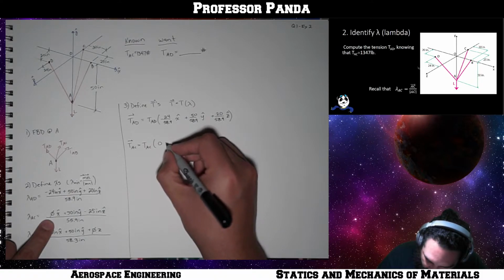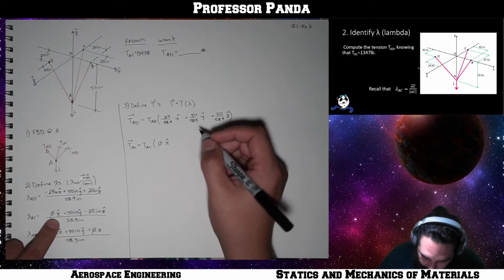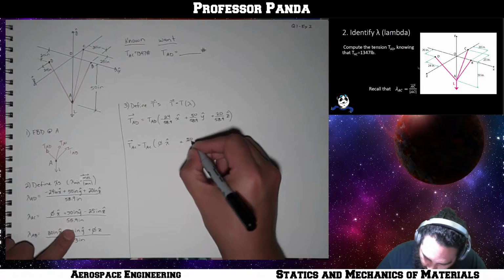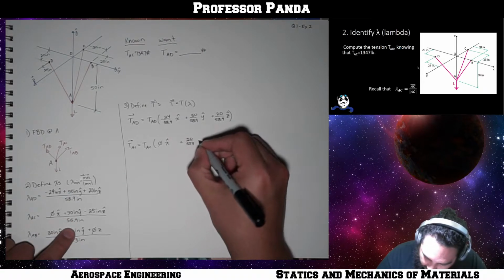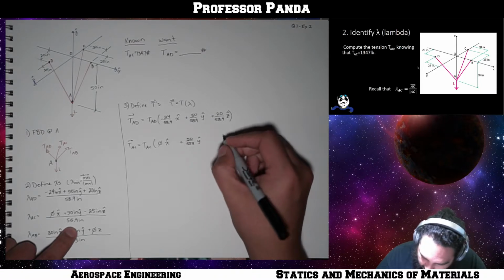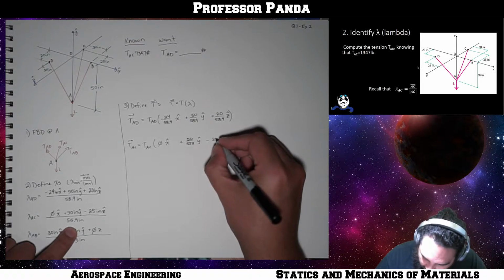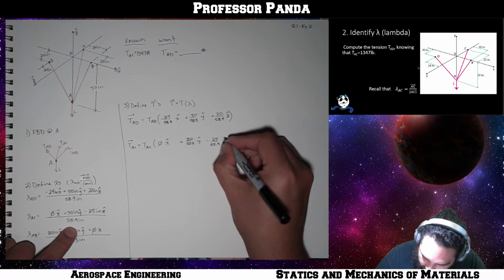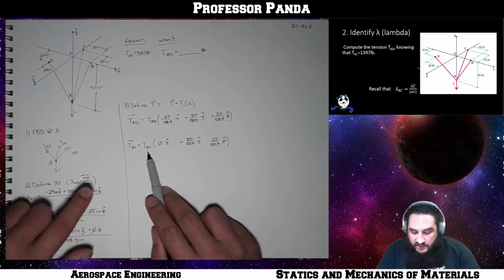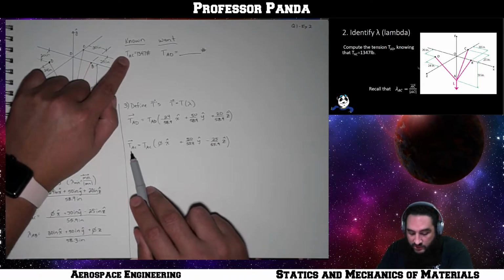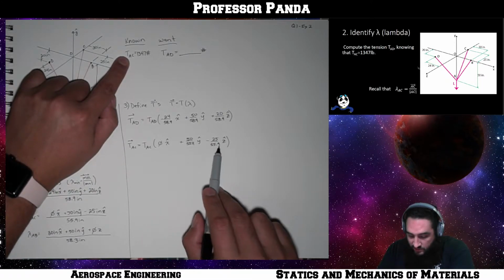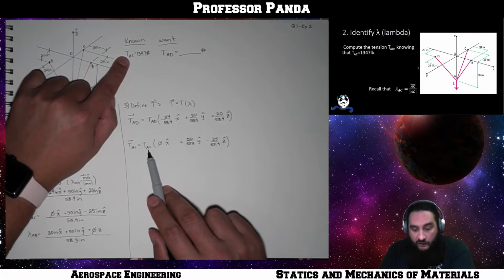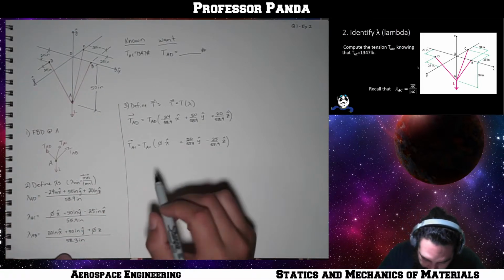We have 0 x hat, positive 50 over 55.9 y hat, minus 25 over 55.9 z hat. And TAC, we actually know. We have this value, so we can compute these two values and have numbers here with no variable inside of it. So that's good to know.